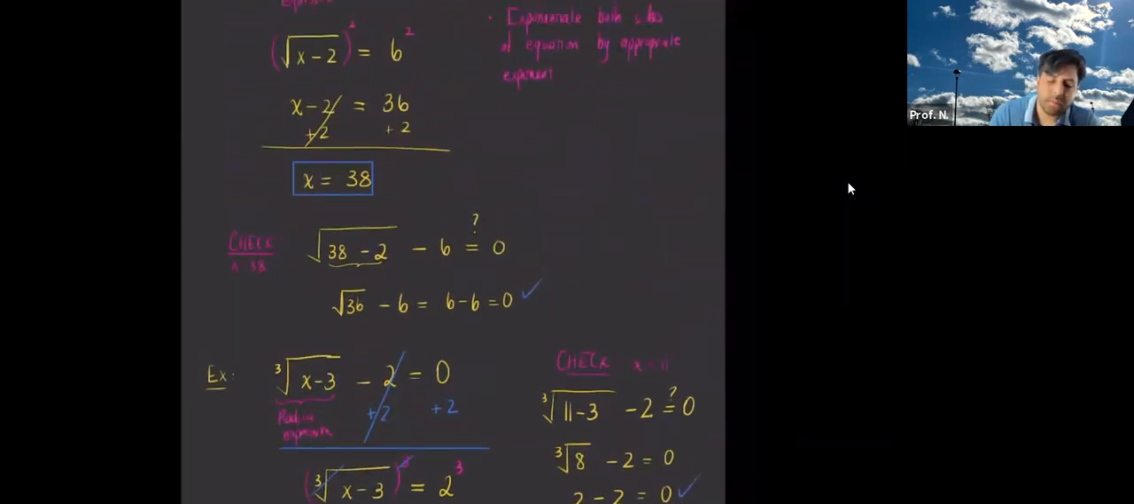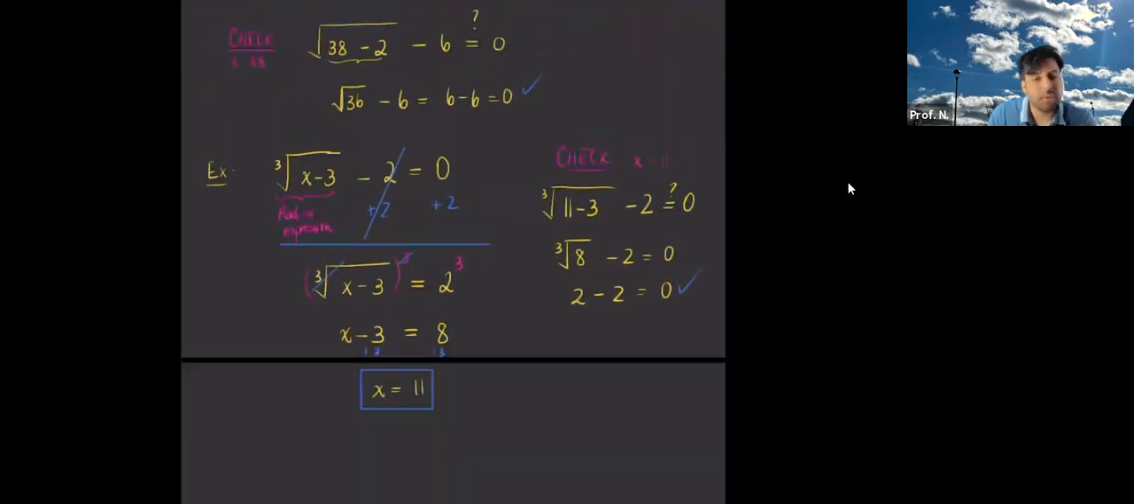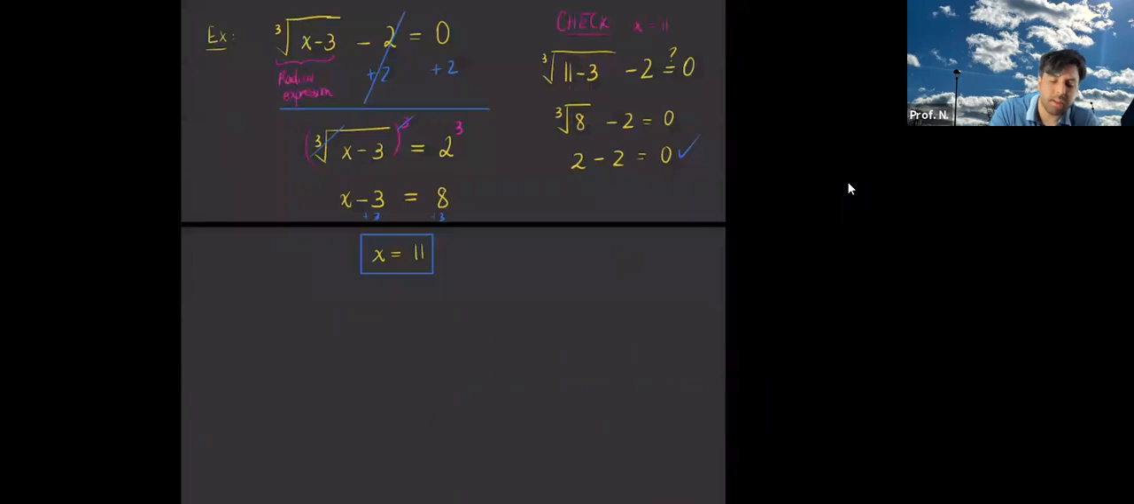So hopefully you start seeing the pattern of how this whole idea works, right? When we have radicals in our equations, we can find the solution. We just need to be a little bit more careful with how we solve, and we exponentiate with the appropriate exponent so that I can eliminate the radical and solve a very nice equation as so.